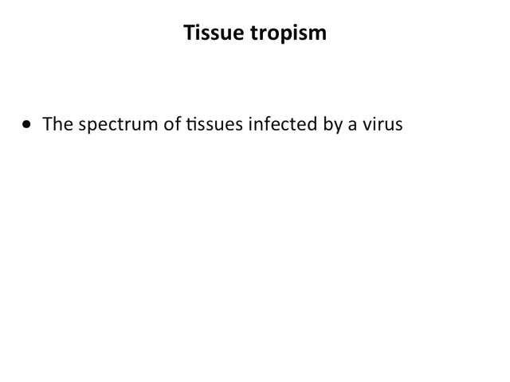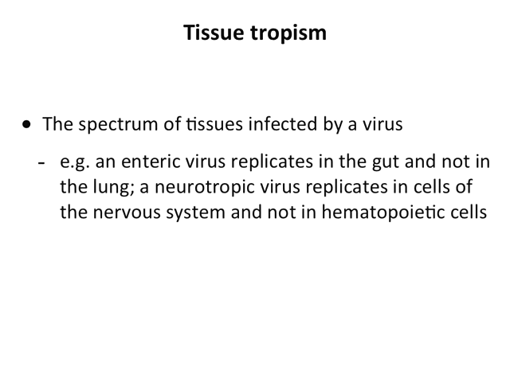Now, an important concept in pathogenesis is tissue tropism. And this simply means the spectrum of tissues that are infected by a given virus. So we talk about enteric viruses, enterotropic viruses. We talk about neurotropic viruses replicating in the nervous system and not elsewhere. Hepatotropic viruses, for example. These viruses have a particular pattern of replication, and that's what we call tropism.